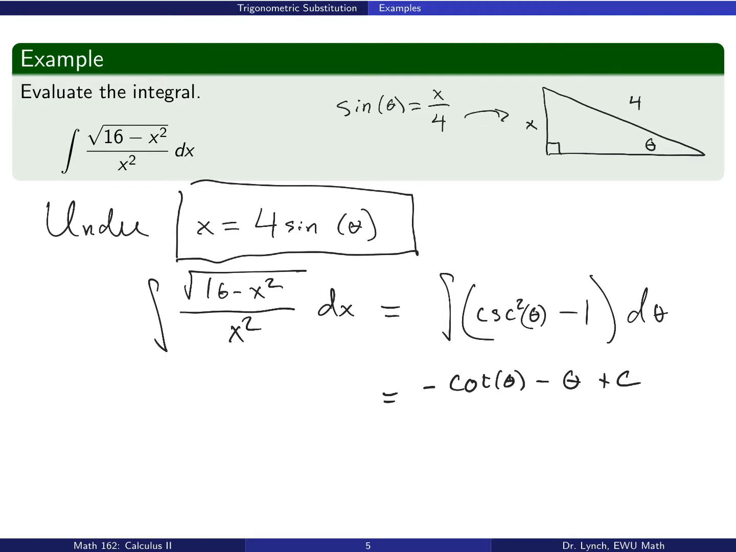We can solve for the adjacent side, which is given, of course, by the square root of 16 minus x squared, and that'll allow us to identify the cotangent of theta. Of course, the cotangent of theta is given by adjacent over opposite. So the square root of 16 minus x squared, over x. And of course, if sine theta is x over 4, theta is arc sine of x over 4. And here's our general antiderivative written all in terms of x.